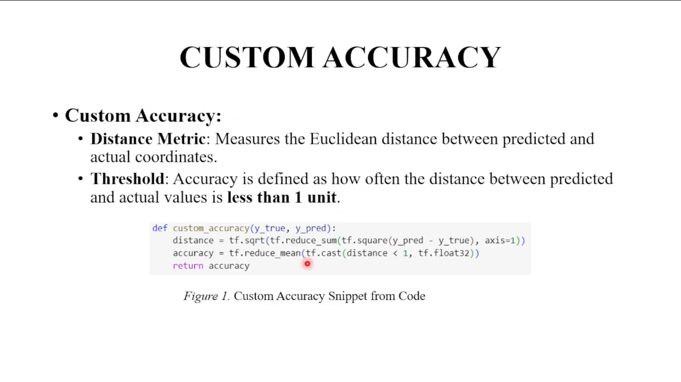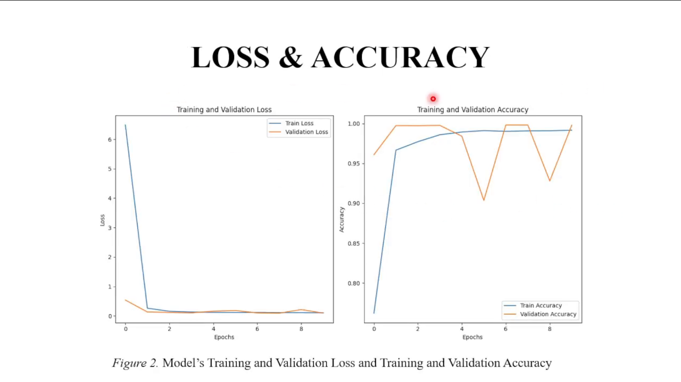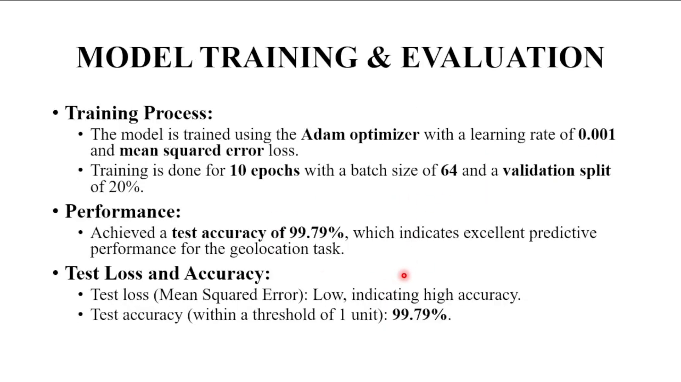Then I created a custom accuracy metric which measures the Euclidean distance between the predicted and the actual coordinates, with a threshold of distance less than 1. If the distance is within the threshold, then that particular point is considered an accurate prediction of the XYZ coordinates. So this was the loss and accuracy graph. As you can see, we have a steadily decreasing loss, which is good for us, and at the same time the accuracy was increasing, which is again a good sign for us.